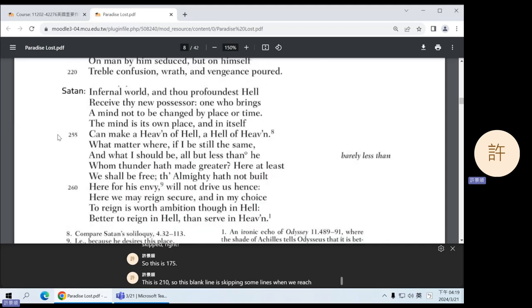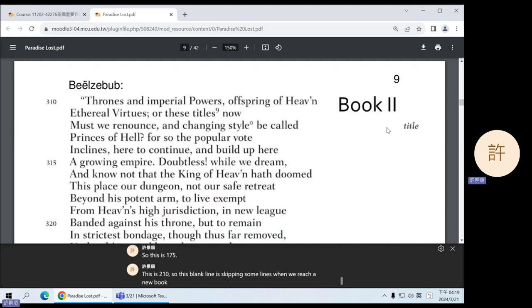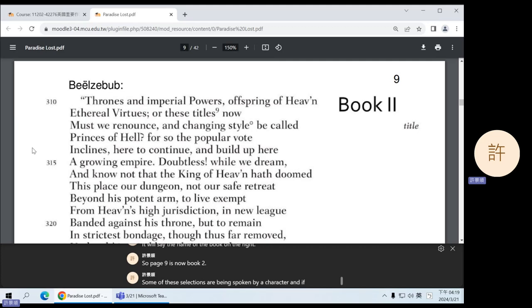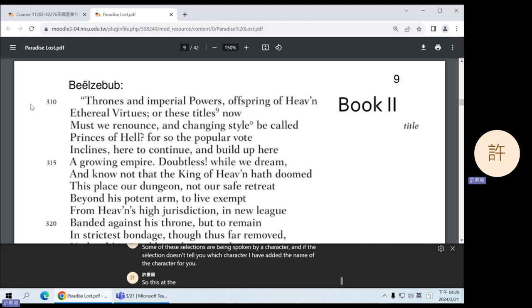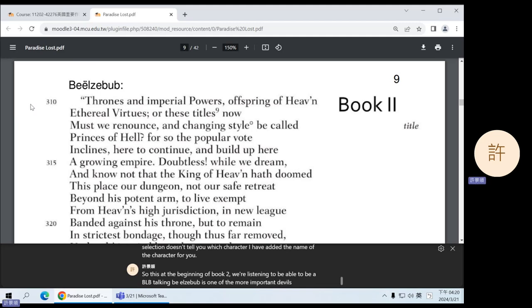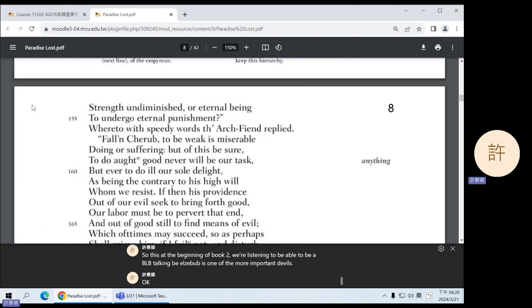When we reach a new book, it will say the name of the book on the right. So page 9 is now book 2. Some of these selections are being spoken by a character. And if the selection doesn't tell you which character, I have added the name of the character for you. So at the beginning of book 2, we're listening to Beelzebub talking. Beelzebub is one of the more important devils. Okay, so that's the structure of the handout.